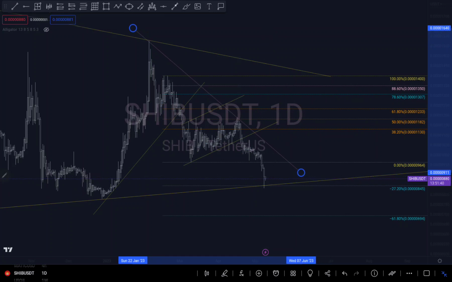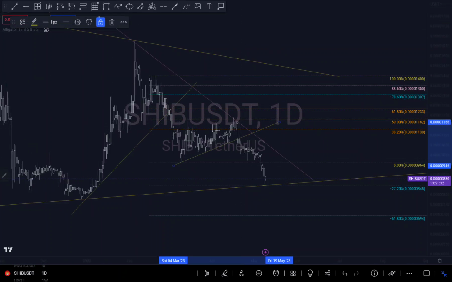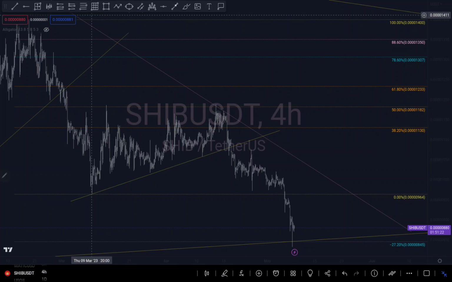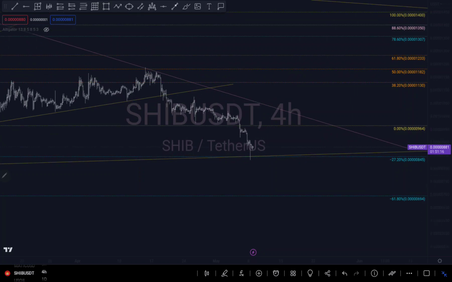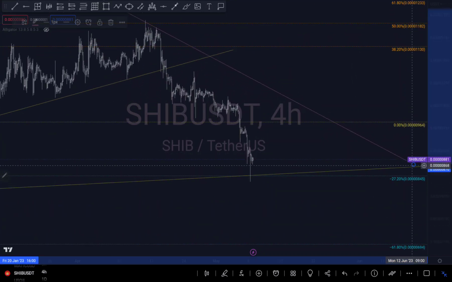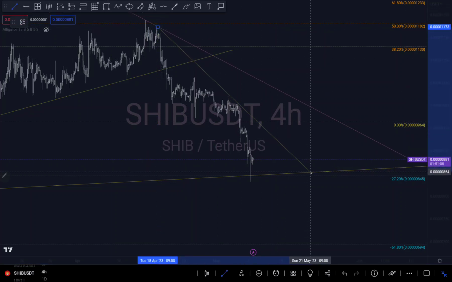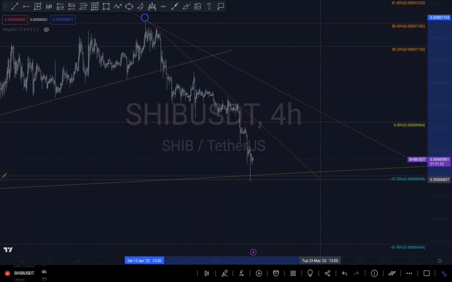Okay, so I can remove this one now. So what am I saying? What are we saying now? Since we are currently there, I see a bit of a retest to the upside. You can draw another trend line here. So I see a retest to the upside just to see how that goes.